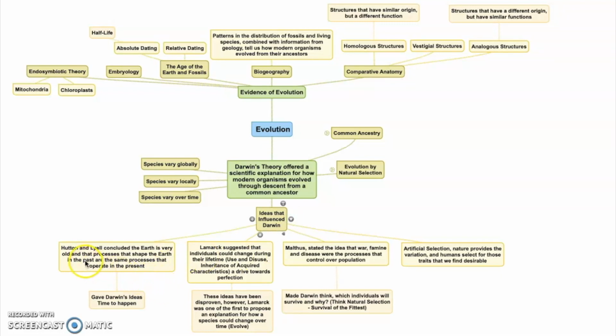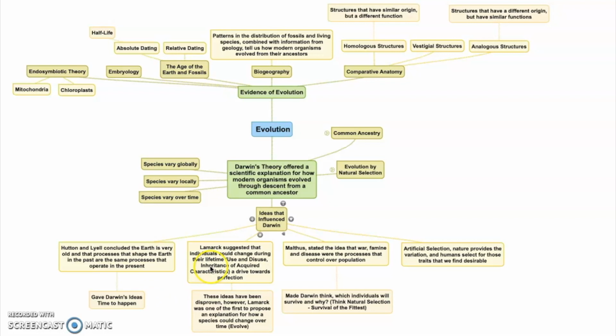We've got some information from geology, Hutton and Lyell, talking about how the earth was very old and processes that occur now and shape the earth have been going on for many millions of years. This particular part gave Darwin's theory time to actually take place.